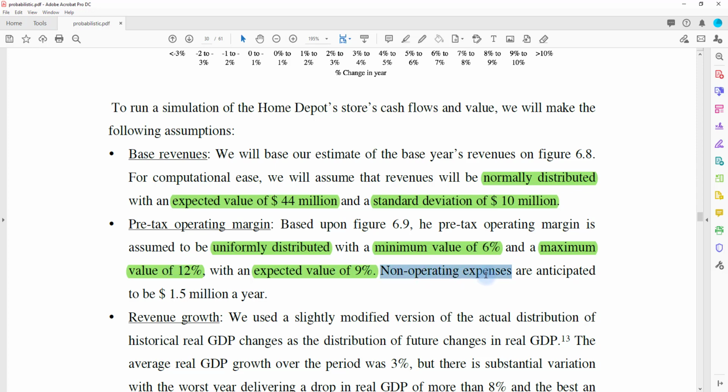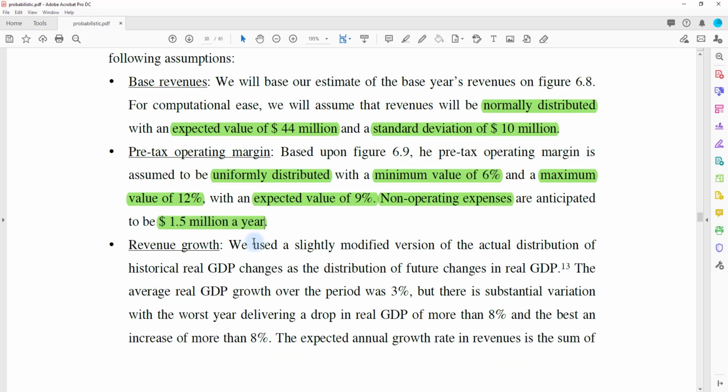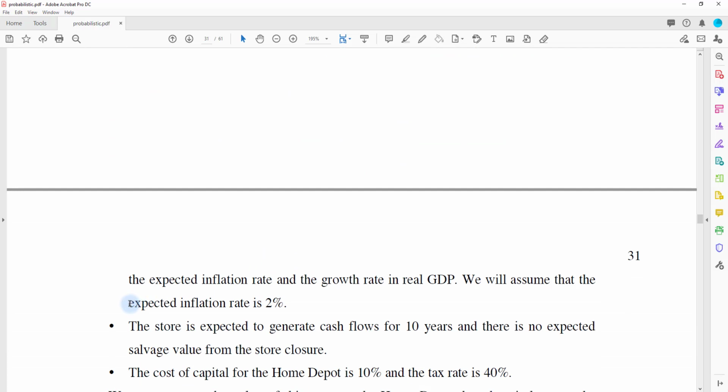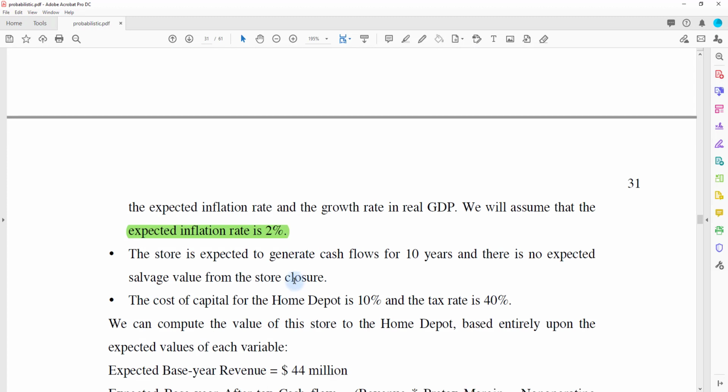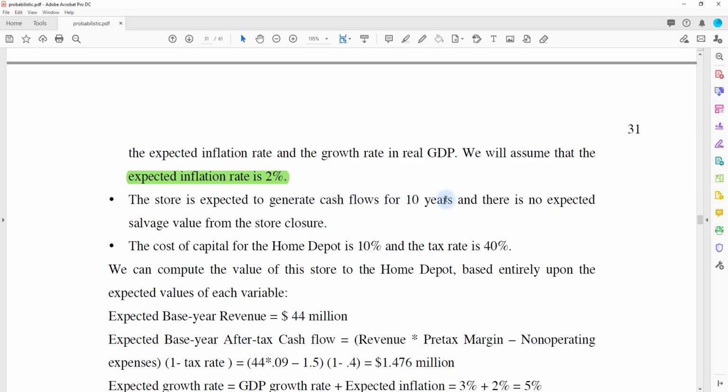We'll assume that non-operating expenses will be $1.5 million per year. So this is the assumption that we'll be using. For revenue growth, we assume that the growth is approximated by the average real GDP growth, which is 3%, added to the expected inflation rate of 2%. So 3 plus 2 is 5% in terms of the growth rate. The cash flow is expected to be generated for 10 years, and there is no expected salvage value from the store closure. We'll use a cost of capital of 10%, and the tax rate will be 40%.